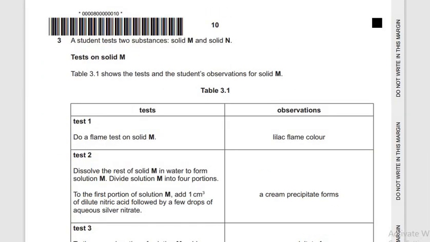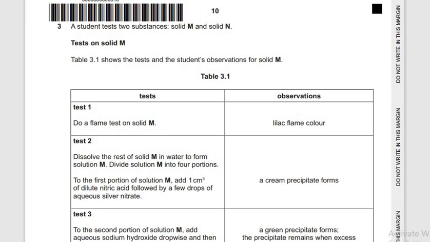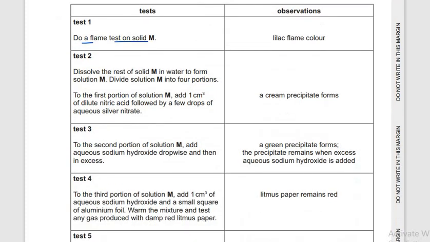So here is question 3, which is a qualitative analysis. A student tests two substances, solid M and solid N. Okay, the test on solid M is shown here. It's do a flame test on solid M, and its observation is lilac flame.